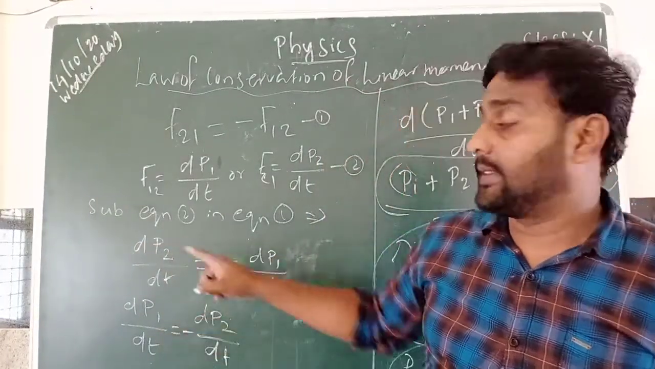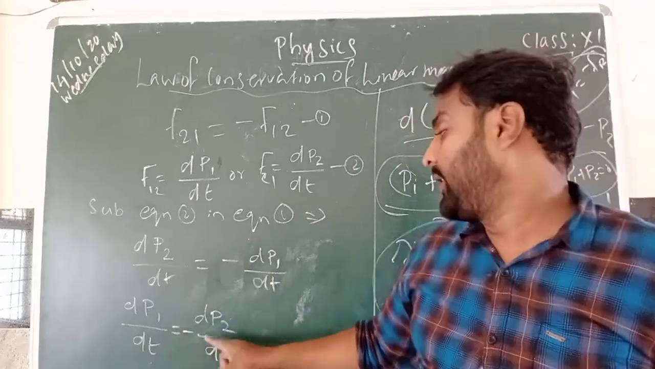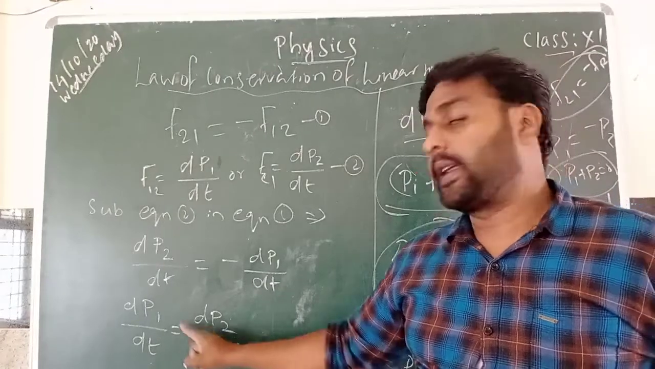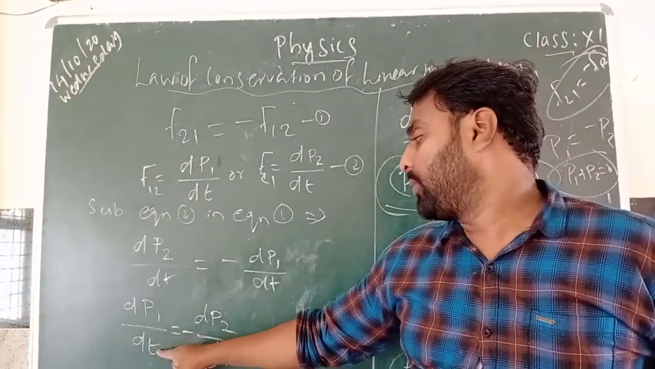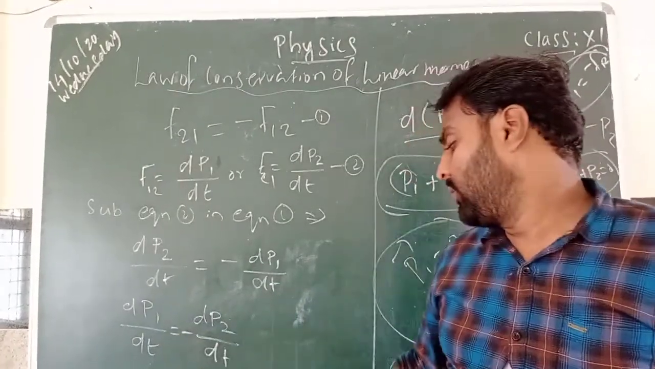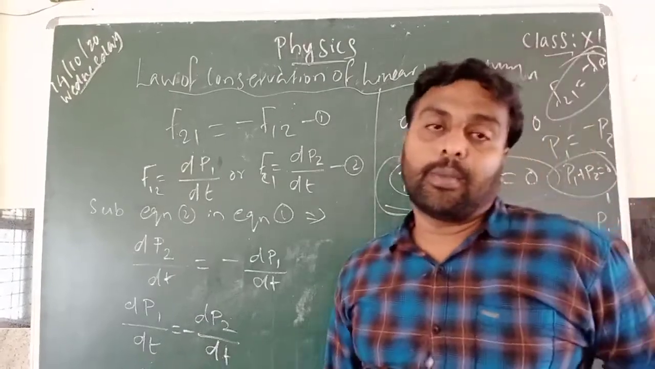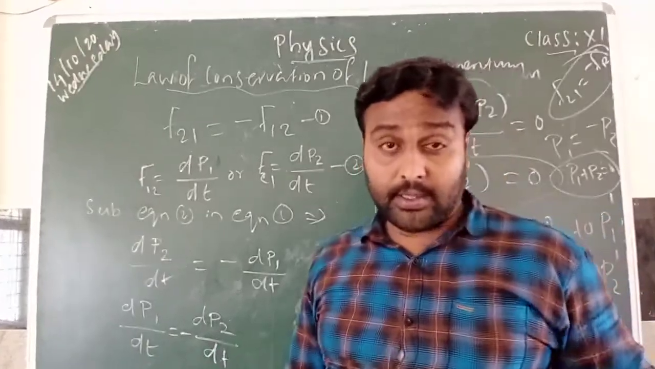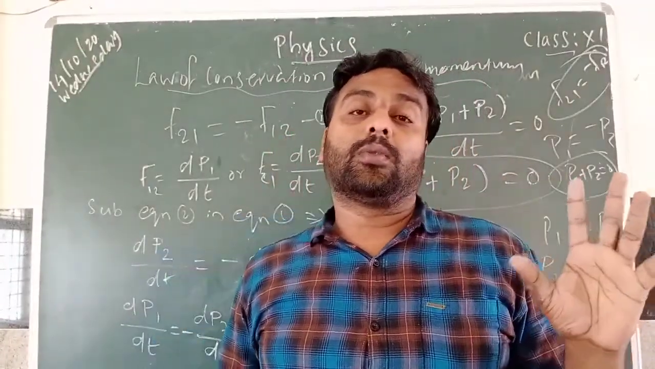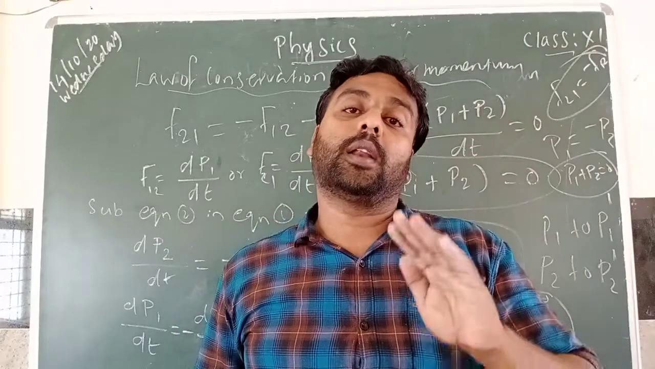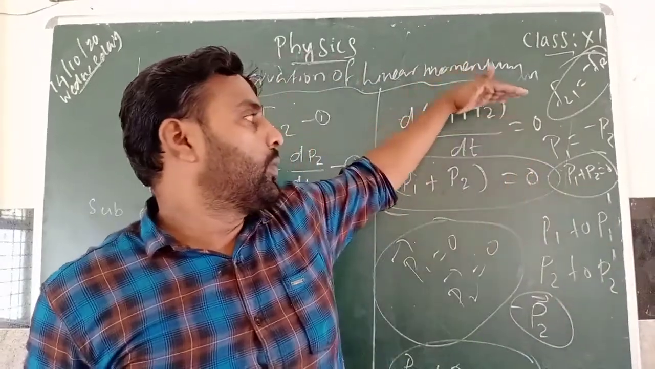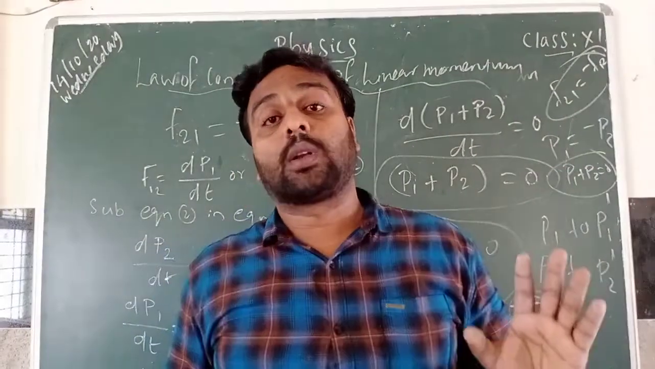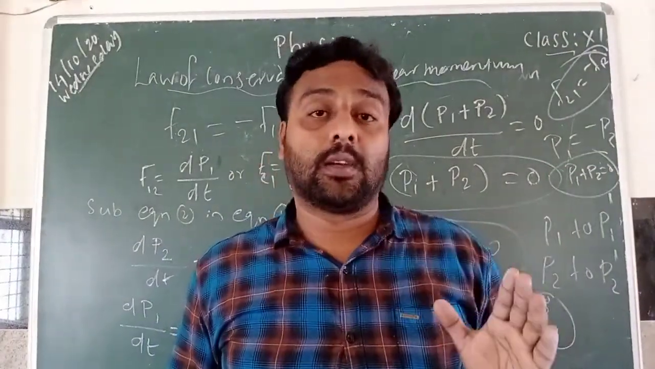So dp1 you can rearrange and write. So dp1 by dt equal to minus dp2 by dt. So take this to the other side. So dp1 by dt plus dp2 by dt. Now you can take d by dt common. So P1 plus P2 is equal to 0. This is the law of conservation of total linear momentum. P1 plus P2 is equal to 0. Total linear momentum is conserved.